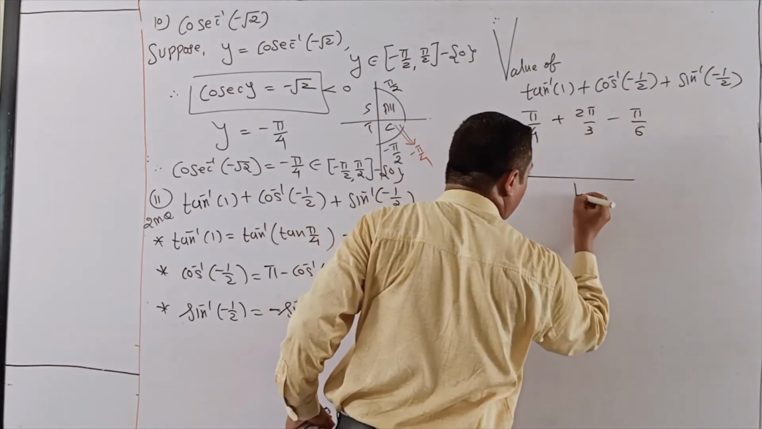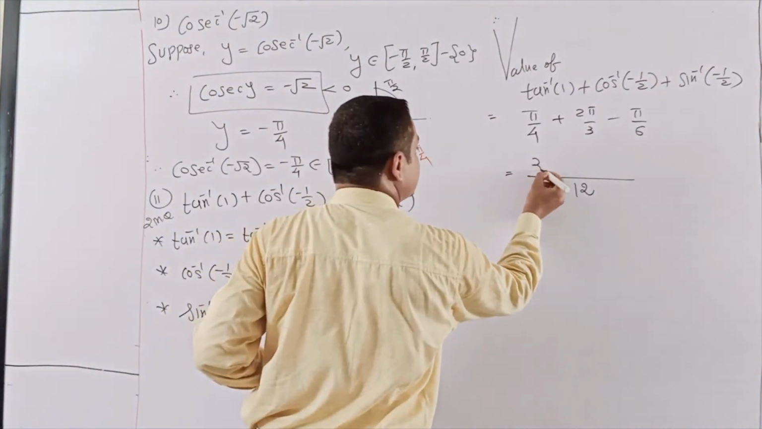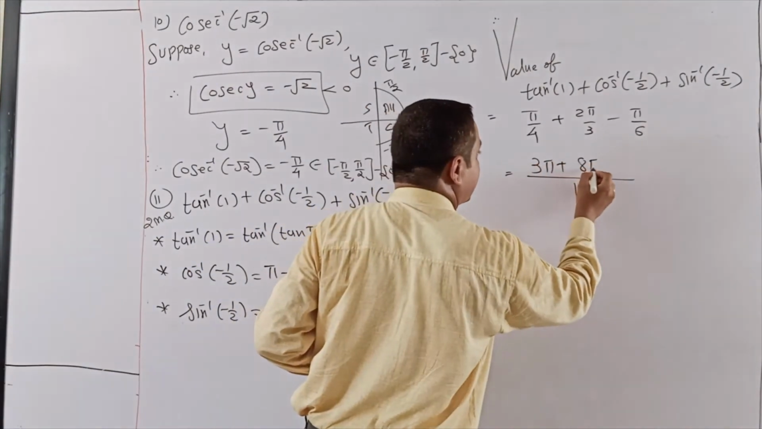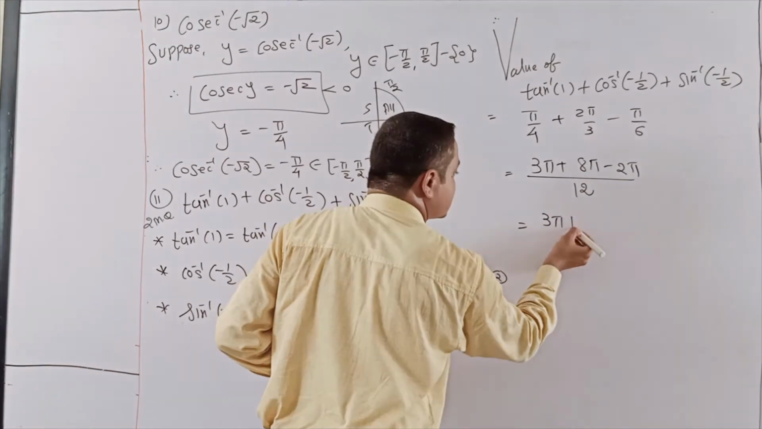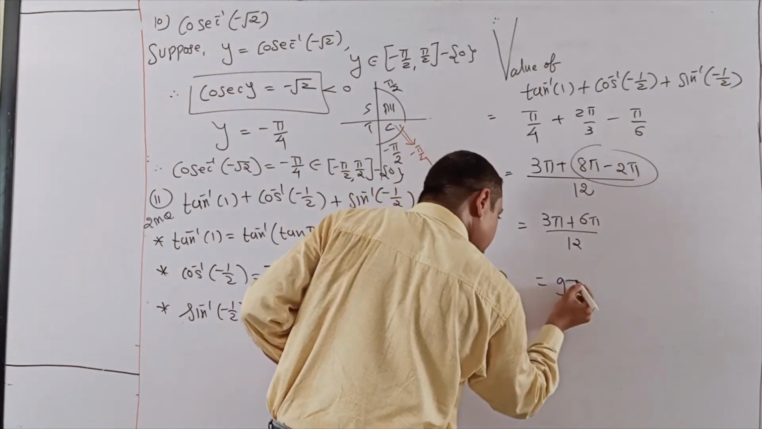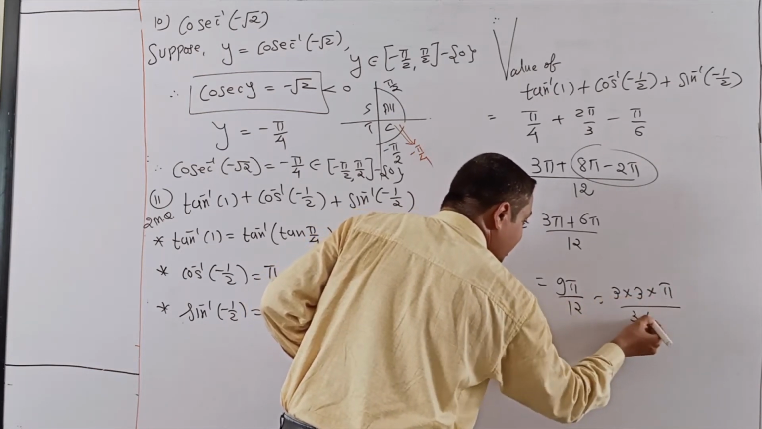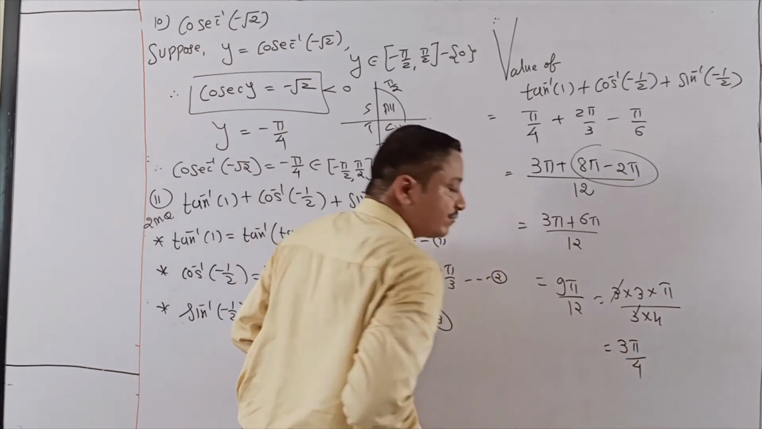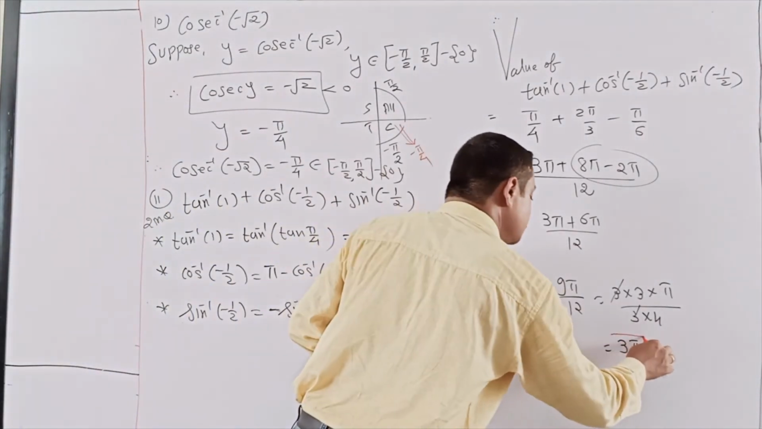Now take out the LCM. LCM is 12. So it is 4 3s are 12. Here 3 means 4s are 12. 4 2s are 8 pi. And here 2s are 12, the final term. Here 3 pi plus this, how much? It is 6 pi. It is 9 pi by 12. Now 3 3s are 9, 3 4s are 12. My answer is 3 pi by 4. Final answer. And here you are done, students, 2 marks questions.